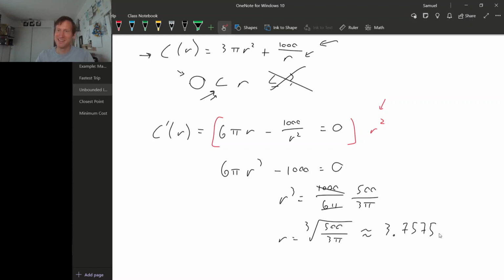3.7575. And this must be in centimeters, I guess, since we're measuring centimeters in this problem. Okay, so we have a critical value here. We don't know that it's a minimum. That's one thing. And the second thing is, even if it's a local minimum, we don't know if it's an absolute minimum. We're looking for the absolute minimum cost.